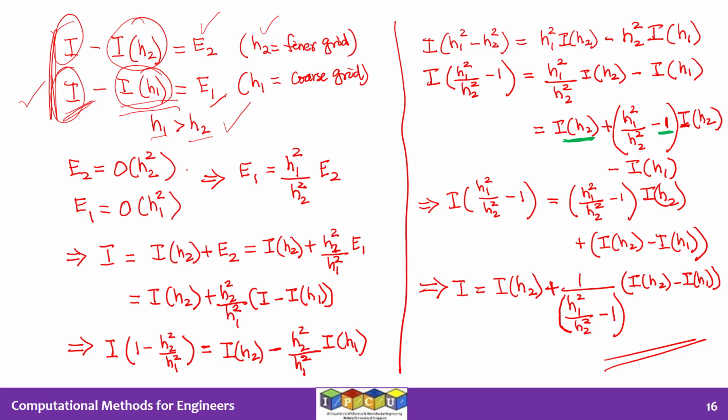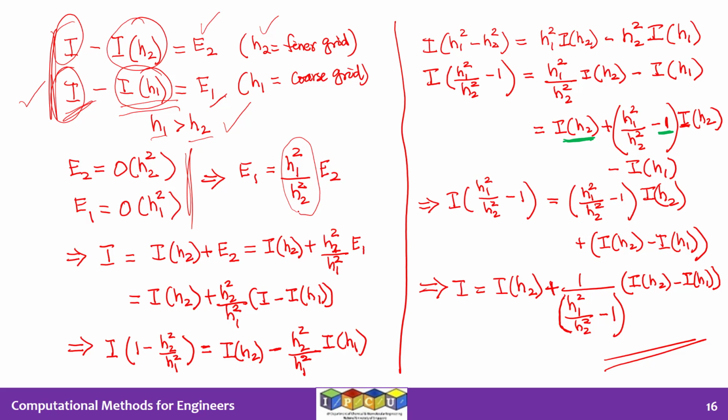Therefore, using these two things, I can write E1 as h1 squared divided by h2 squared into E2. Since h1 is bigger than h2, h1 by h2 will be greater than 1. Therefore, h1 squared by h2 squared will be a number that's greater than 1. So E1 is larger than E2.